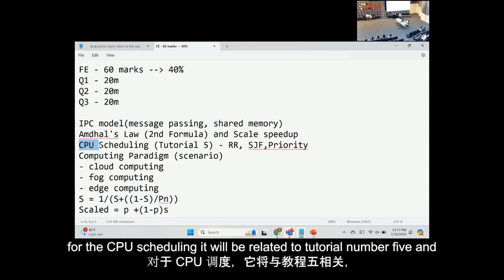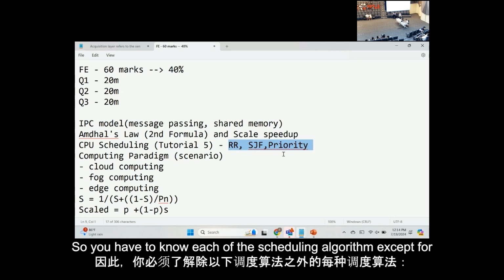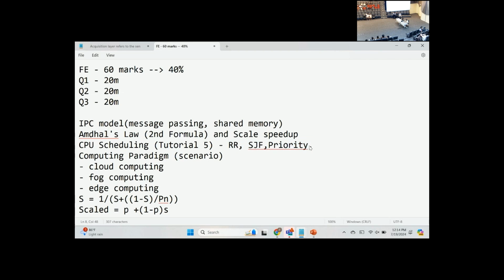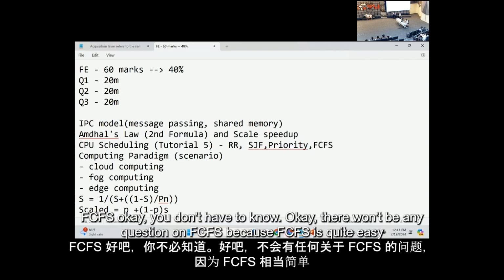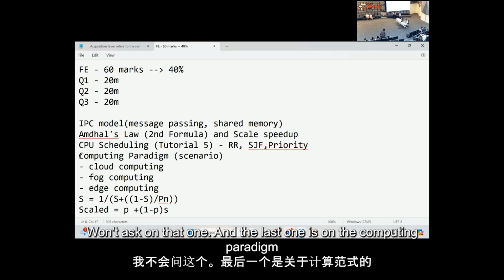For CPU scheduling, it will be related to tutorial number 5. You might be asked on round robin, SJF, or priority, or it could be all of them. So you have to know each of the scheduling algorithms except FCFS. There won't be any question on FCFS because it is quite easy, so I won't ask on that one.